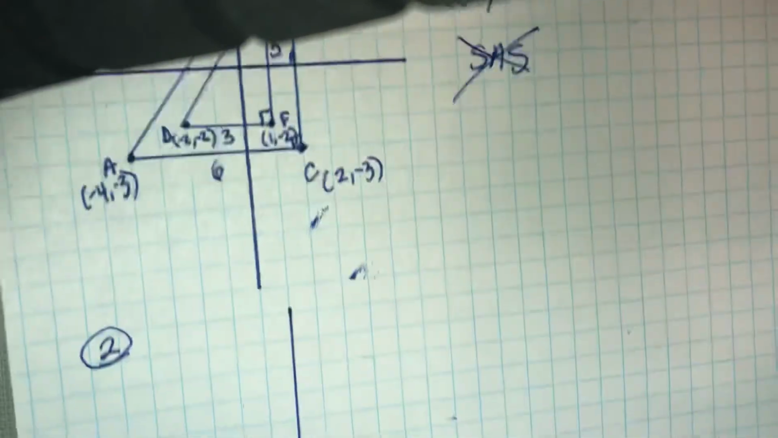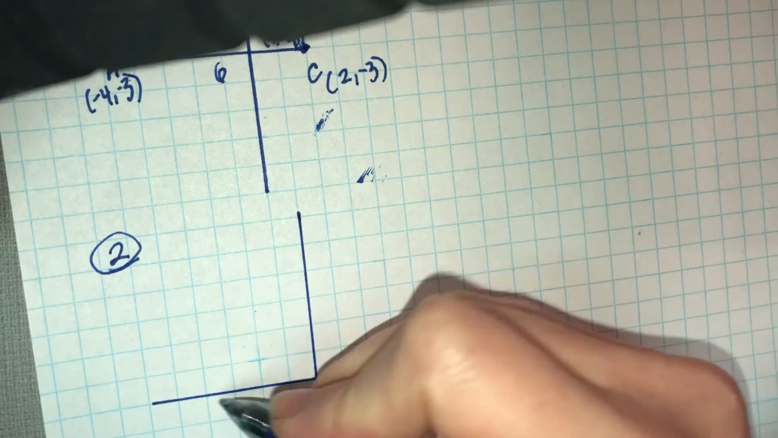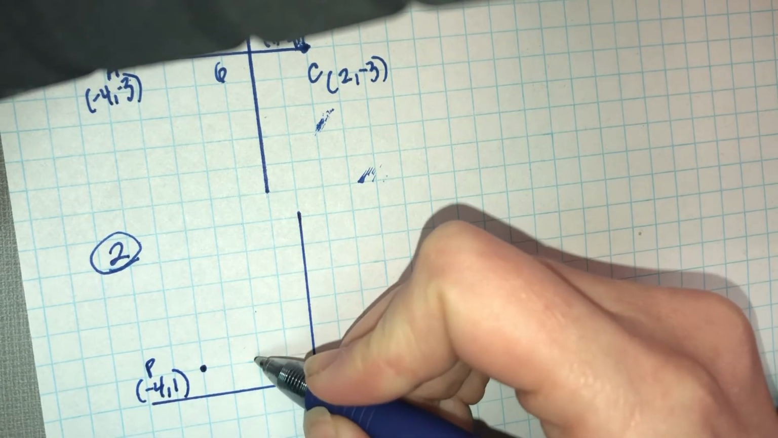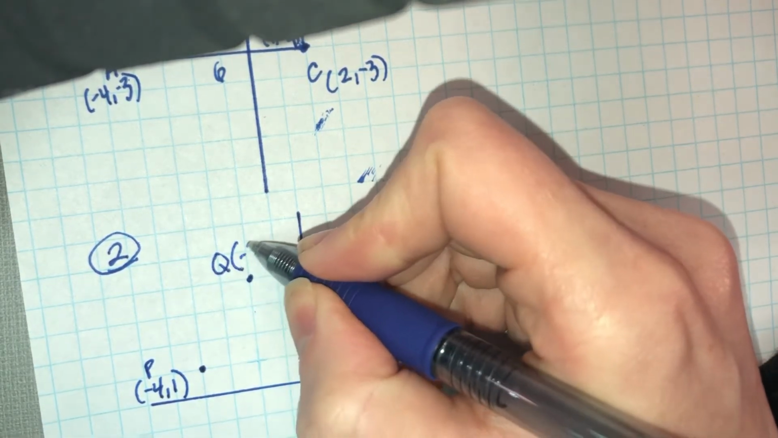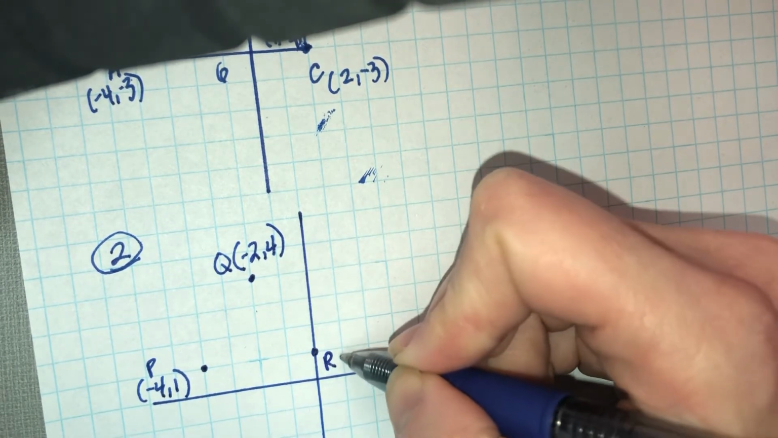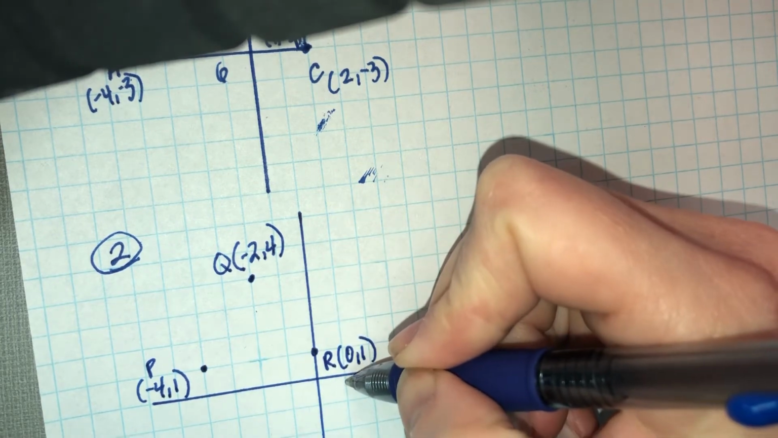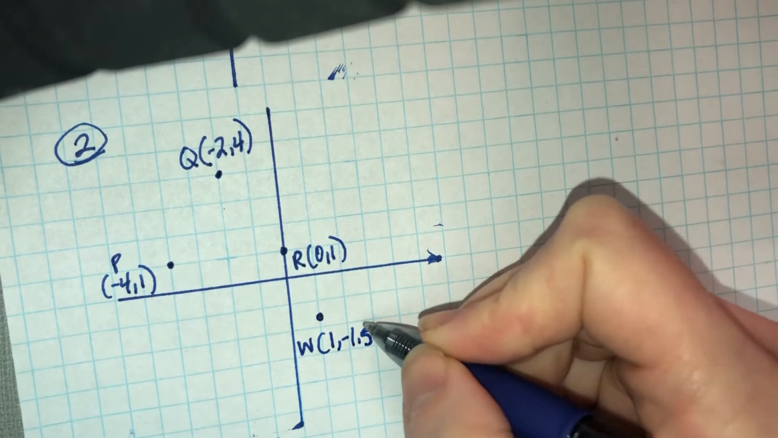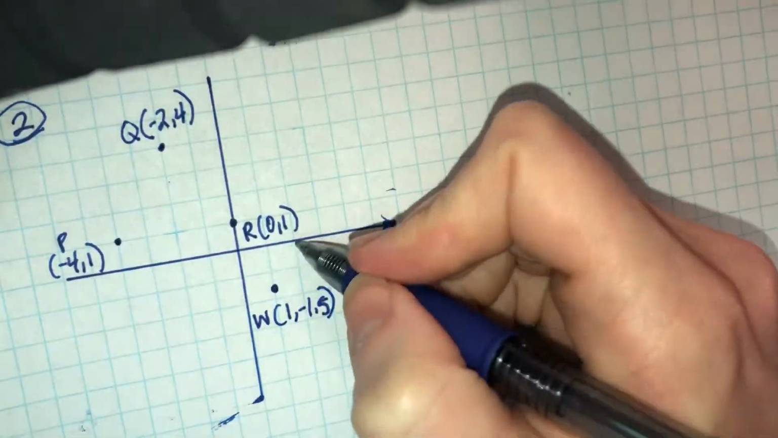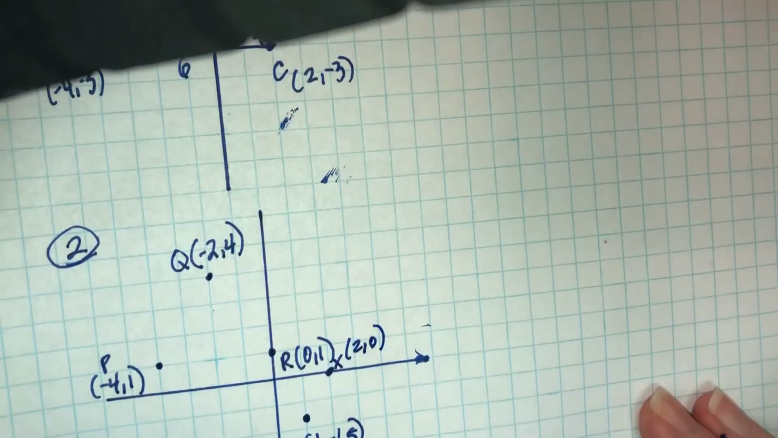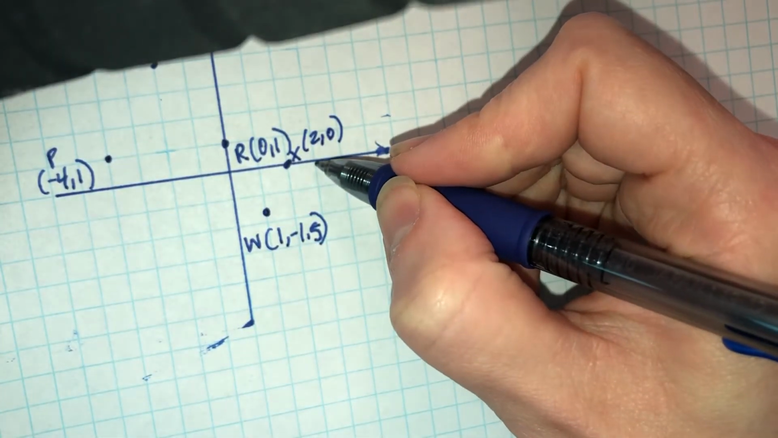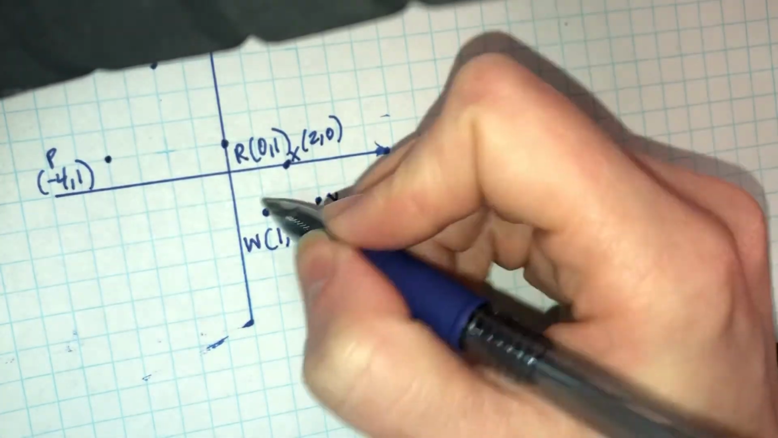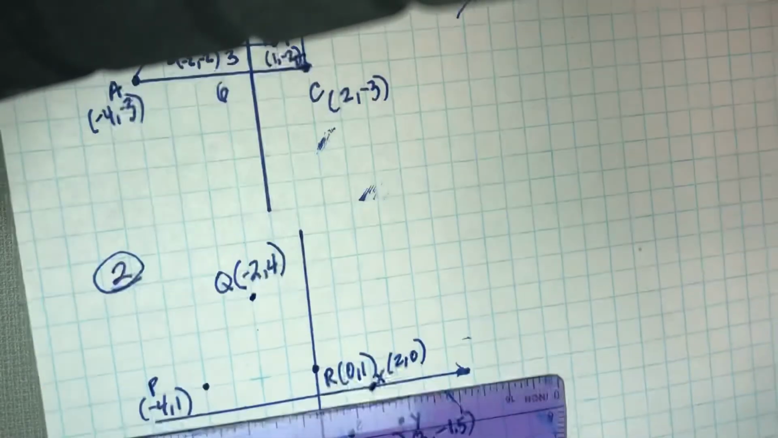Okay, so we're going to plot our points. -4, 1 is P. -2, 4 is Q. 0, 1 is R. 1, -1.5 is W. Oops, let me scoot this up a little more. 2, 0 is X. And last 3, -1.5 is Y. Okay, so now I just need to connect these points to make the two triangles.